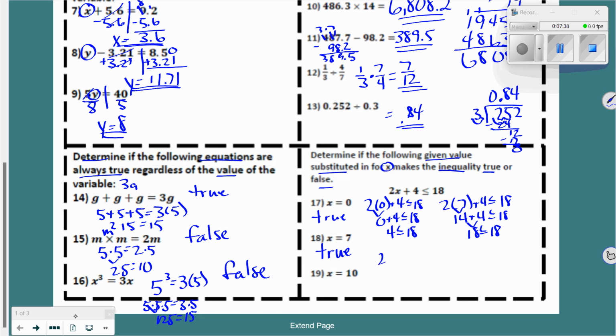Our next one, 2 times 10 plus 4 is less than or equal to 18. 20 plus 4 is less than or equal to 18. Is 24 less than or equal to 18? No, that one would be false. Any questions on the first page?